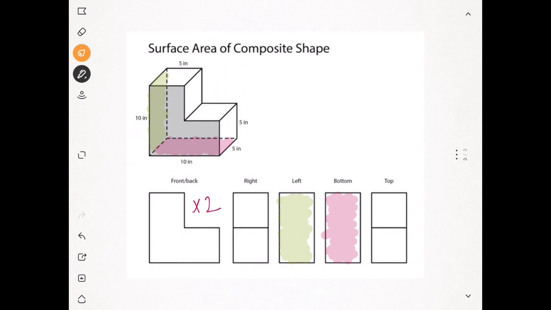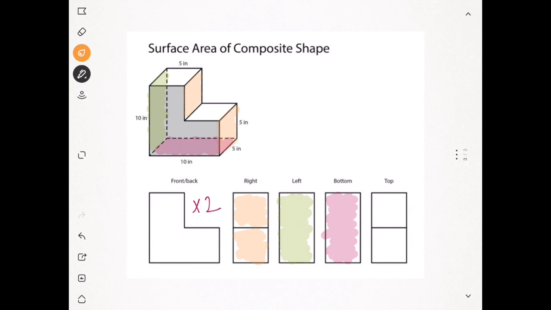So the right side is a little bit different because if we look at this shape from the right-hand side, we don't see that little step. All we see are two squares. We see one square here and one square here. So these two squares represent the right-hand side.